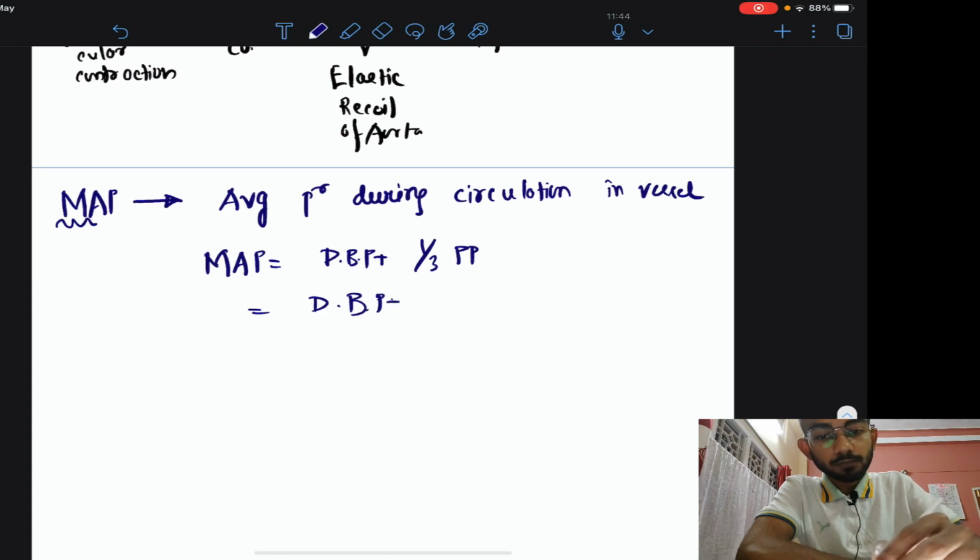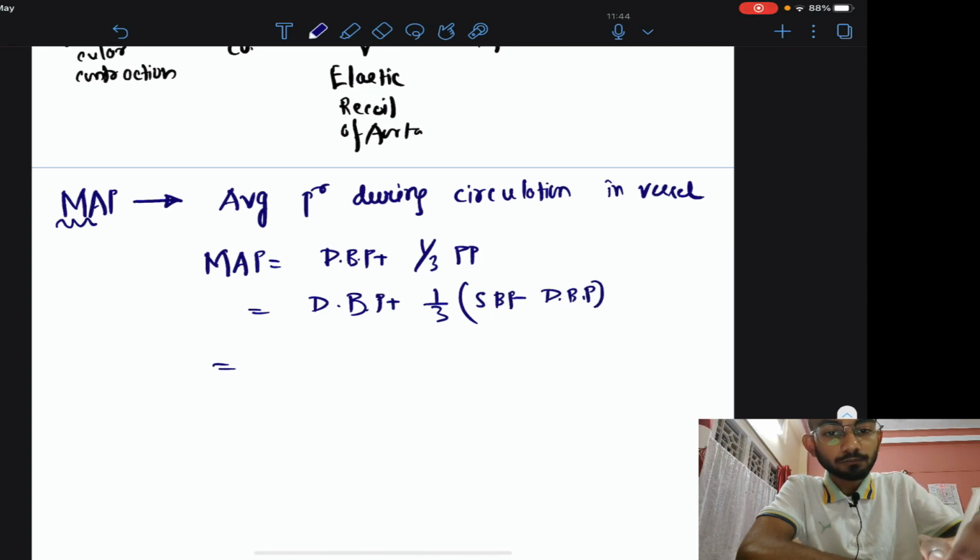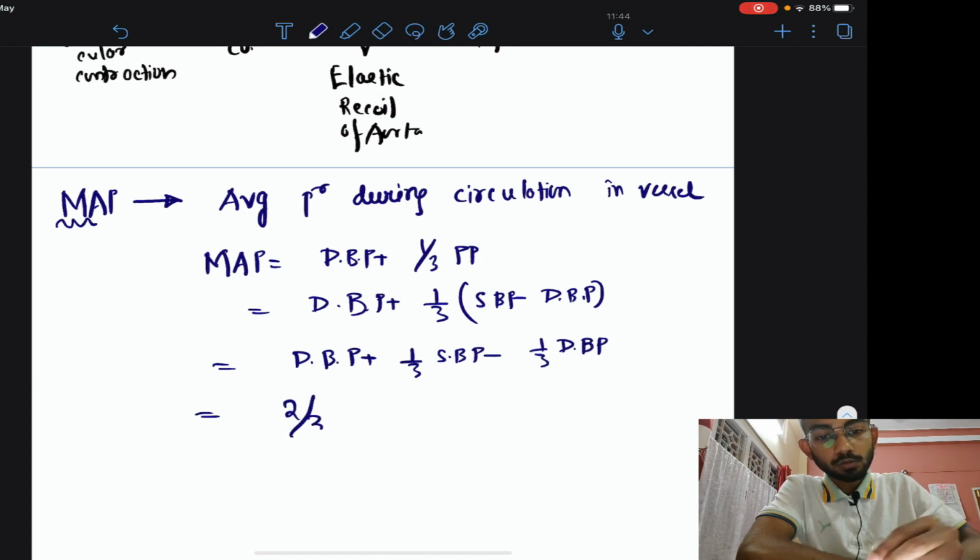Now if we put the values, pulse pressure is equal to what? Systolic blood pressure minus what? Diastolic blood pressure. Okay, now what does it come out to be? Diastolic blood pressure plus 1/3 of the systolic blood pressure minus 1/3 of the diastolic blood pressure. What does it come out to be? It comes out to be 2/3 of the diastolic blood pressure plus 1/3 of the systolic blood pressure.